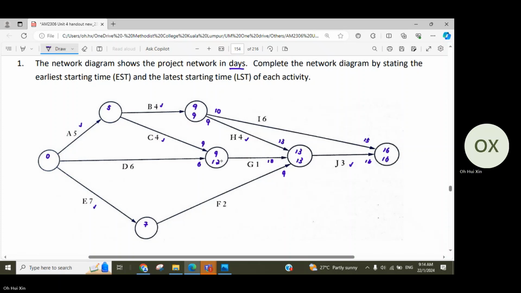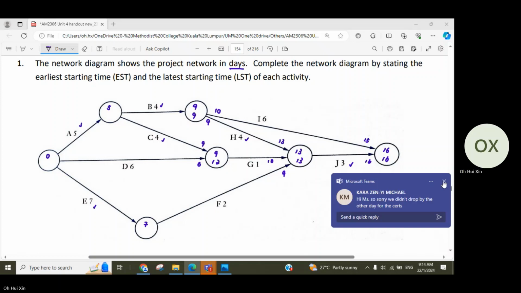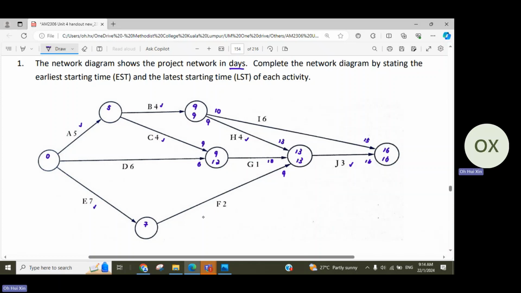Okay, so 13 minus 1, you get 12. So this one is also quite straightforward because you have only one number. So 13, okay, 13 minus 2, then that's where you get 11. Okay, so which means that if you start F as late as 11 and then you need another 2 days, you are still able to finish everything at 13. So that's the idea of it.